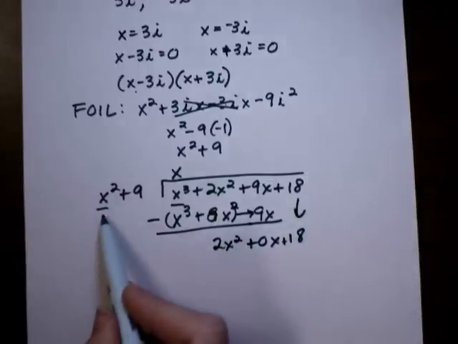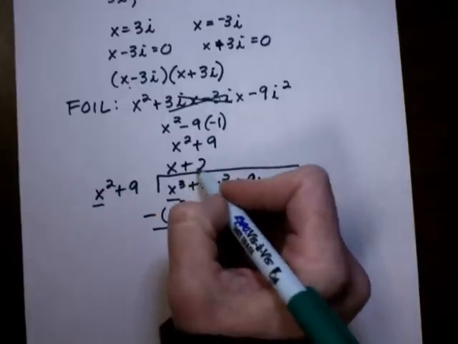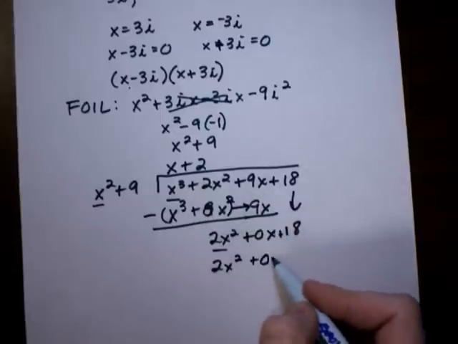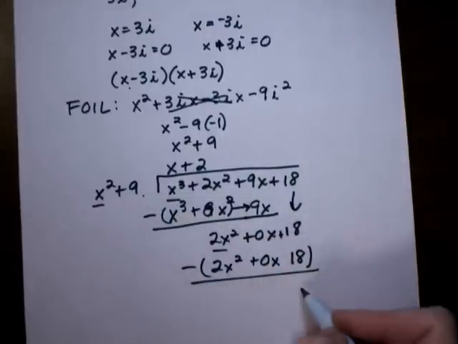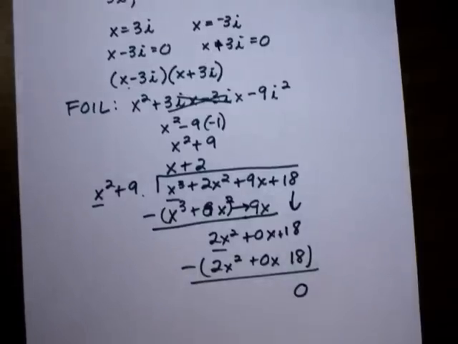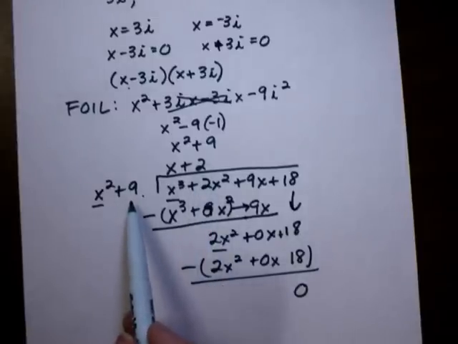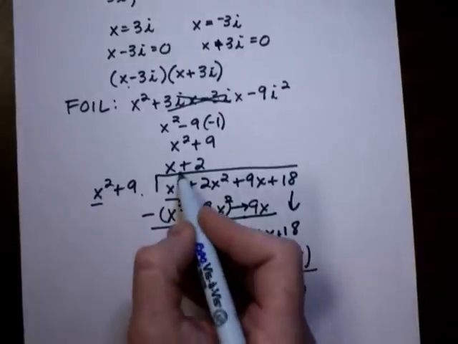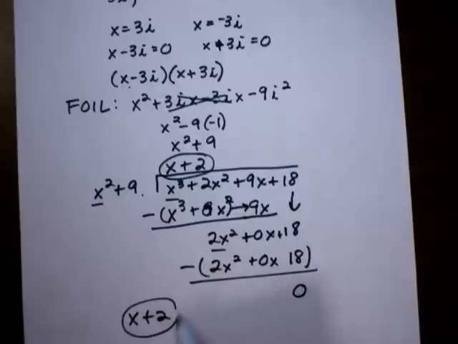Repeat the process. How many times does x squared go into 2x squared? What do I have to multiply it by? Just a 2. Multiply back through. I don't have an x term. And then I have 18. Subtract that whole thing. We get a 0 remainder. The remainder theorem holds true even in long division. So x plus 2 is our quotient. X squared plus 9 is a factor. We knew it would be because we started that way. And what we found then is our third factor. X plus 2 is our third factor.